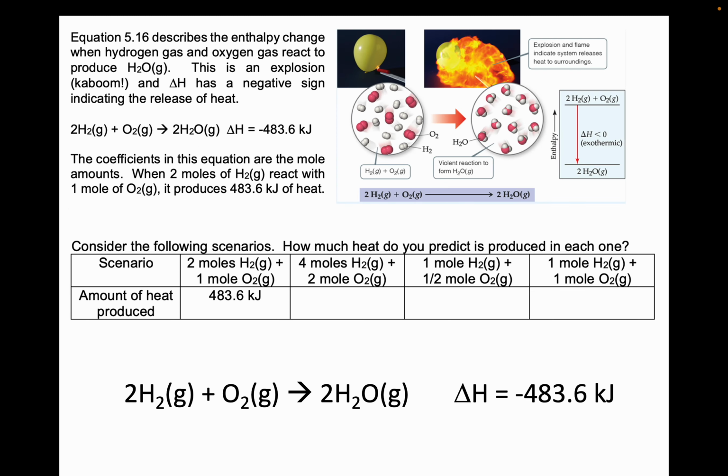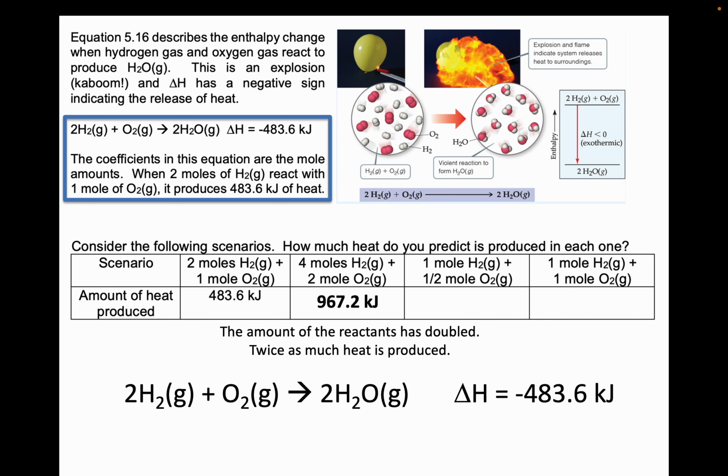In the pre-class activity, we had this table to fill in. We had a balanced chemical equation, and it says the coefficients in the equation are the mole amounts. When you have 2 moles of hydrogen gas reacting with 1 mole of oxygen gas, it would produce 483 kilojoules of heat. Produces it, that's what that negative sign tells me. How much heat would be produced in these other scenarios? Second one right there, if all of the mole amounts are twice as much, then the change in enthalpy is twice as much.